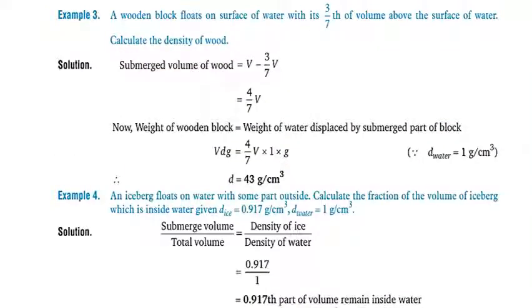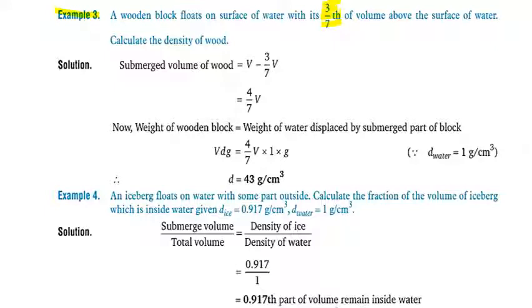Let us take two more questions. Question number 3 is very important. A wooden block floats on the surface of water with 3/7 of the volume above the surface of water. Now 3/7 is the volume which is above the surface, and what is the volume below the surface? It will be 1 minus 3/7. What will be the total volume? It will be 1. In fraction, you can take 1.